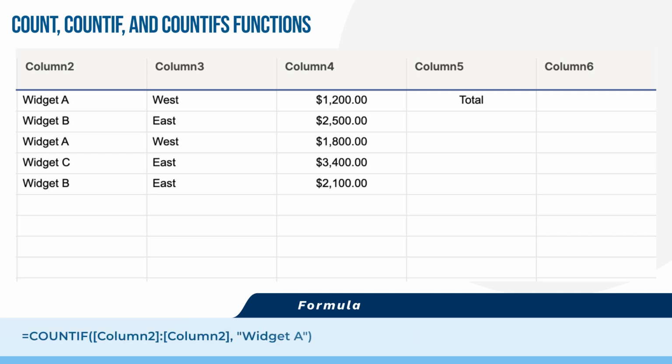The COUNTIF function counts the number of cells in a range that meet a single condition. The basic syntax for the COUNTIF function is displayed on the screen. Imagine you want to count the number of times a specific product appears in a list. Enter the product names in a column. Use the COUNTIF formula to count the occurrences of that specific product. This formula will return the number of times the product that meets the condition you specified appears in the list.